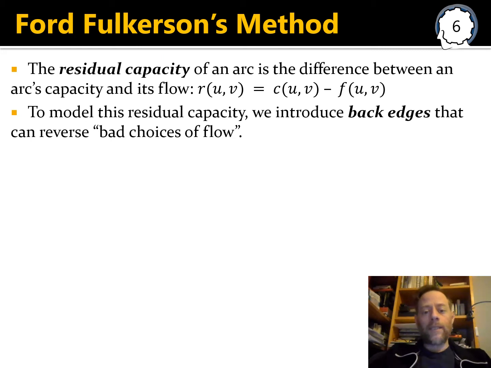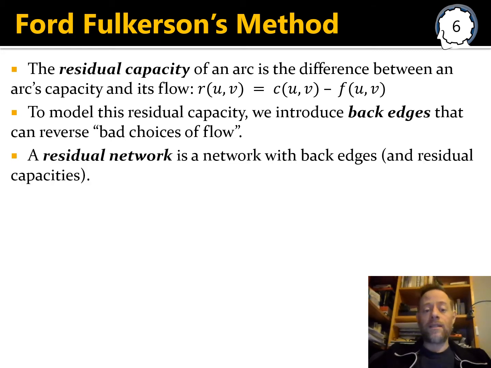Also, we introduce back edges, which allow us to reverse flows. So basically, if we made a bad choice, like in the previous example where I had this blocking flow, then we can represent the possibility of reversing a flow using these back edges. The back edge is an edge in the opposite direction of the flow with the same capacity as the flow in the other direction. So the capacity in one direction is the flow in the other direction.